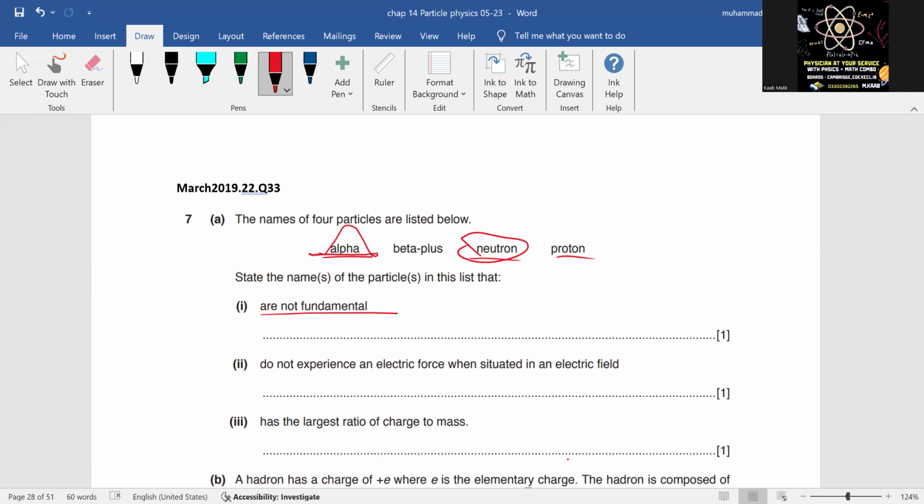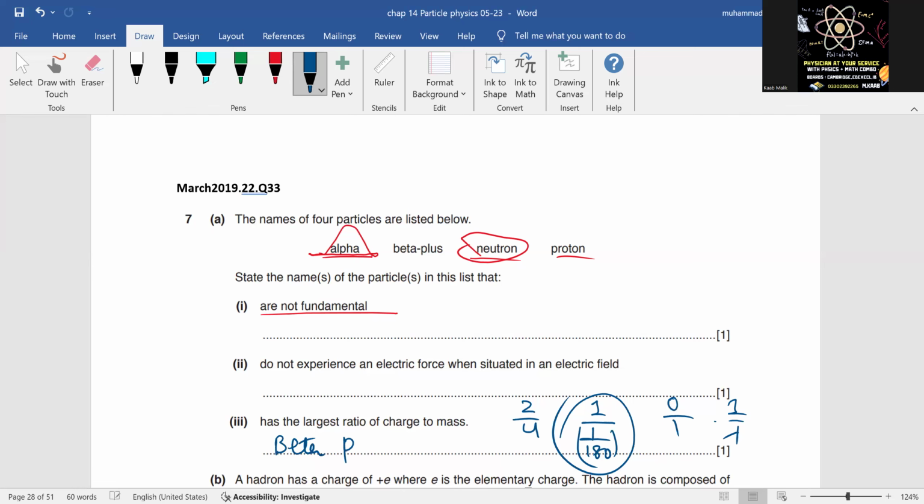Okay, let's do it then. For the alpha, charge to mass is charge 2, mass 4. For beta plus, the charge is 1 and the mass is 1 over 1800. Yes, it should be beta plus. And for the neutron, 0 over 1, that would be just 0, and for the proton 1 over 1. So yes, it should be beta plus.